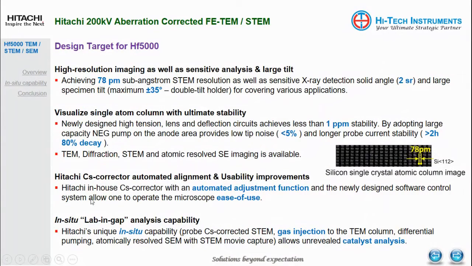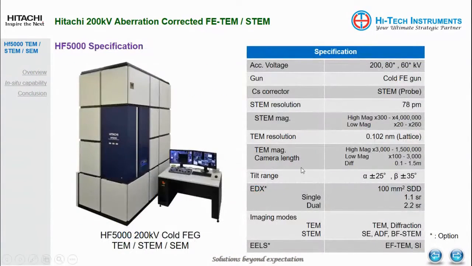And to highlight that, the design of this in situ lab in gap is focused on the catalyst analysis experiments. So worldwide, there have been models of HF5000 installed in different research centers and also industry focused on the catalyst activities, or research focused on the fuel cell catalyst. And there's the specification here. I'll just highlight that the TEM resolution is 0.102 nanometer, and that is the different tilting range.